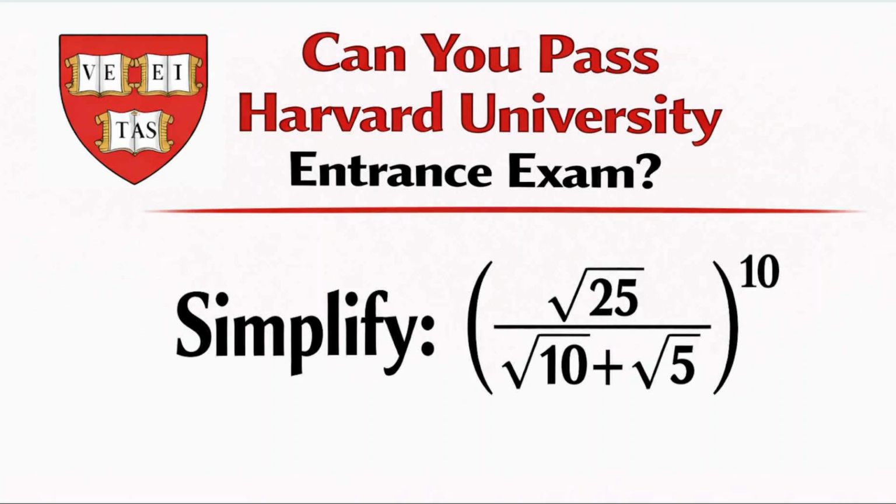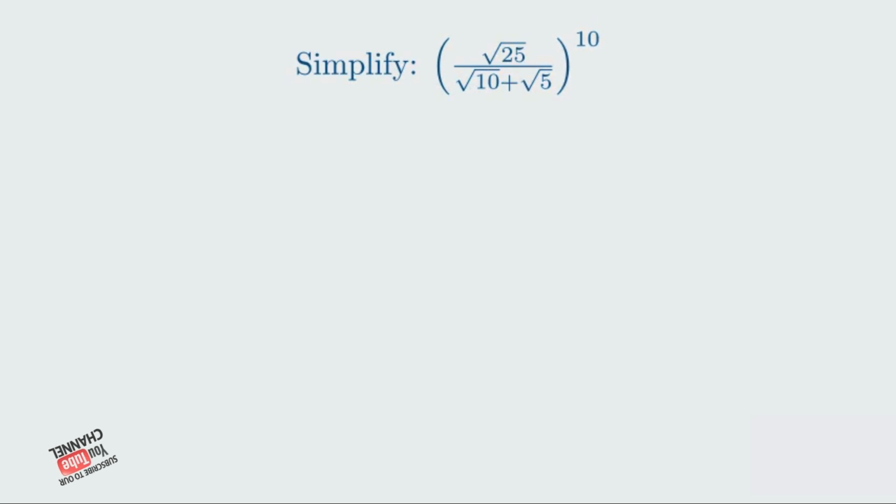Hello! Today, we're going to tackle a seemingly complex problem involving roots and exponents. Our goal is to simplify this expression: the quantity square root of 25 over the sum of square root of 10 and square root of 5, all raised to the power of 10. We'll simplify this expression by breaking it down step by step.